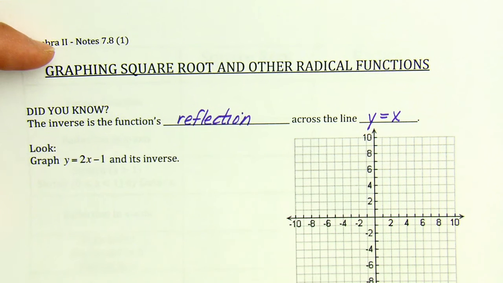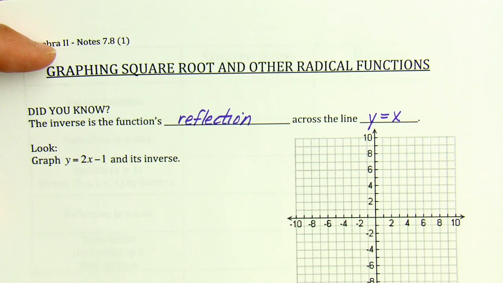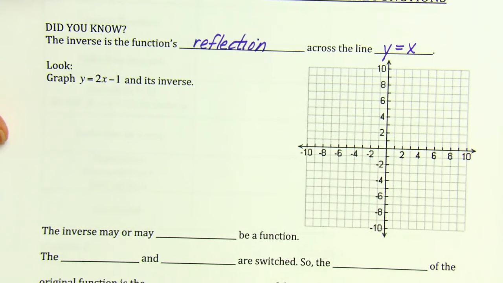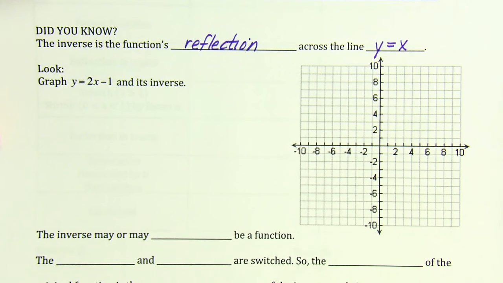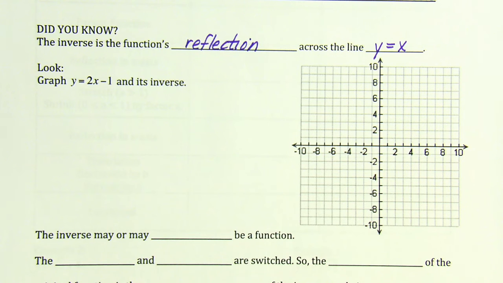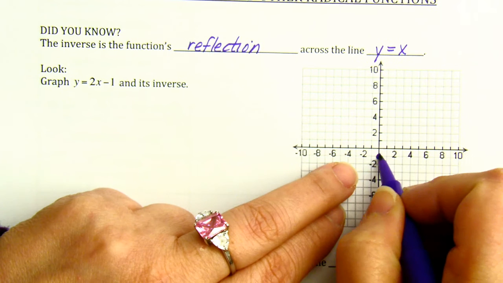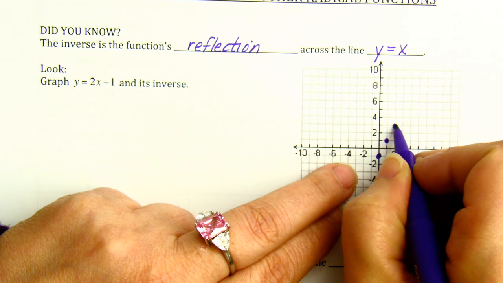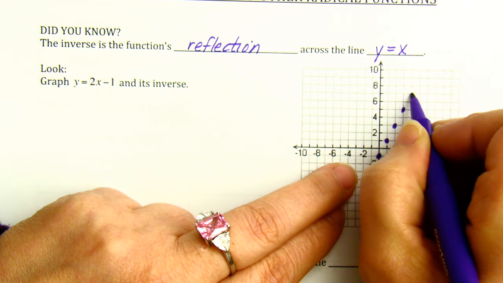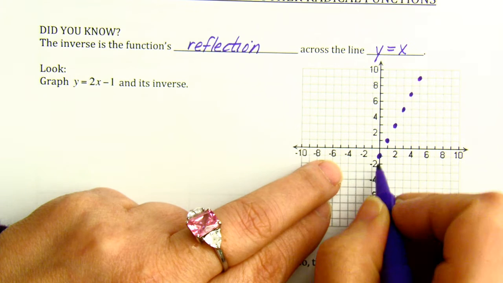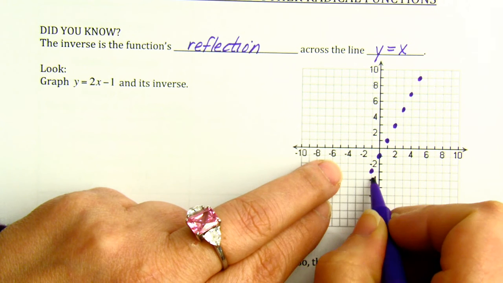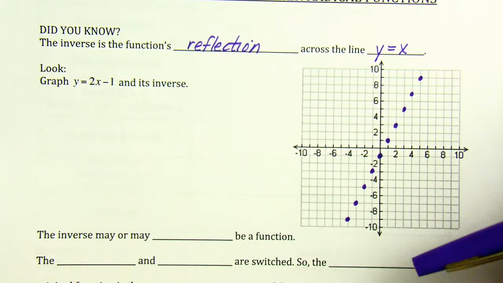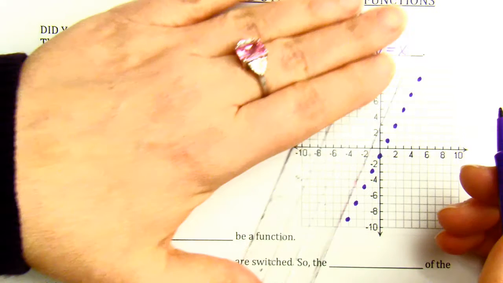So it says graph y equals 2x minus 1 and its inverse. All right, well, let's first graph y equals 2x minus 1. So we're going to plot the y-intercept at -1. Slope is 2, so we rise 2, run 1. Again. And we keep doing this so we can get a good straight line. And I'm going to take a straight edge and connect those points.